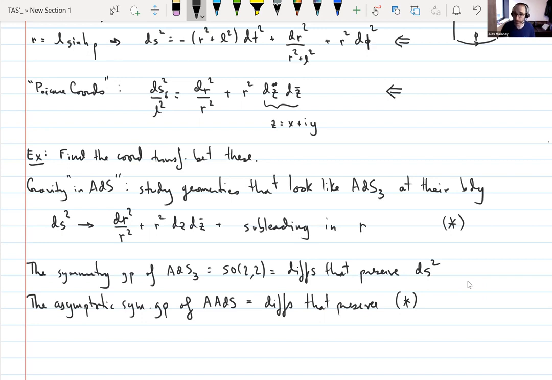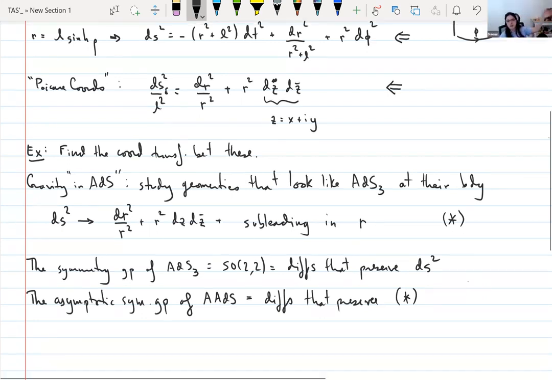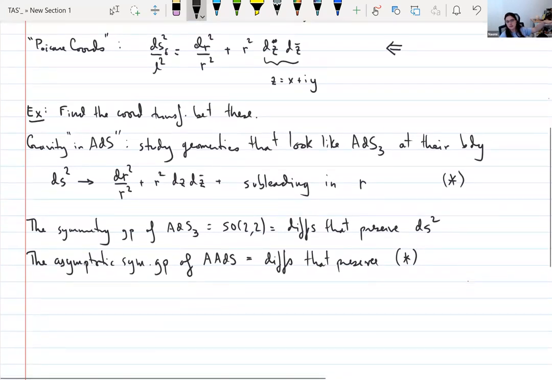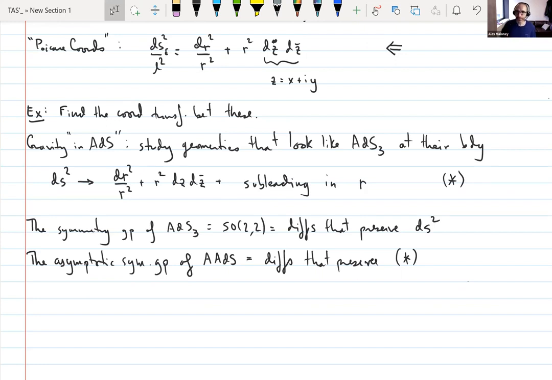So in particular, yes, please. I was just going to ask, is it the case that for each choice of subleading terms, there's a different asymptotic symmetry group? That is true. But what Brown and Henneaux did, and this is actually what I'm going to discuss in a minute, is they discussed that there are further constraints that we need to pose on these symmetry groups.